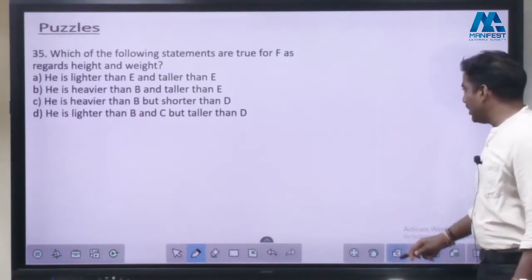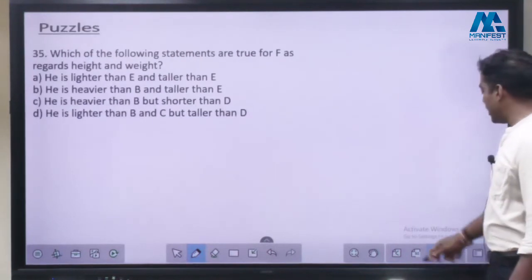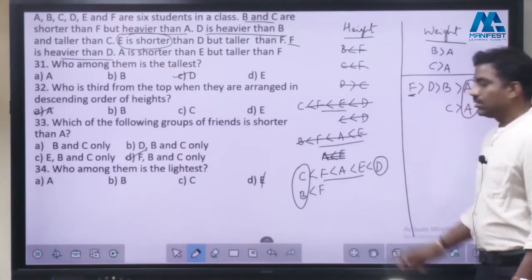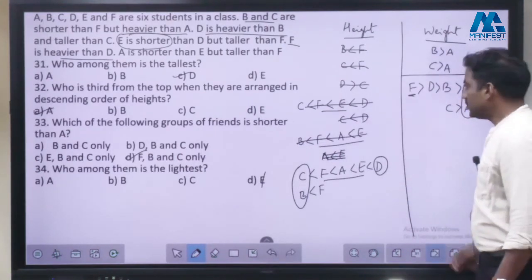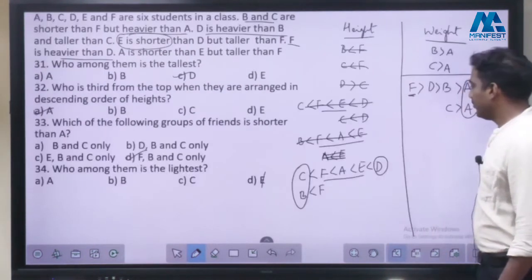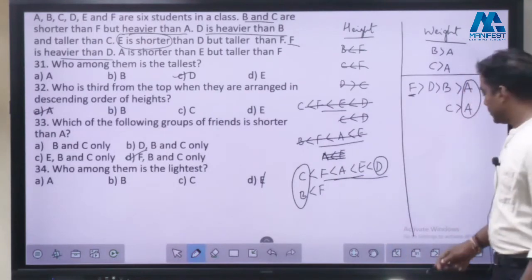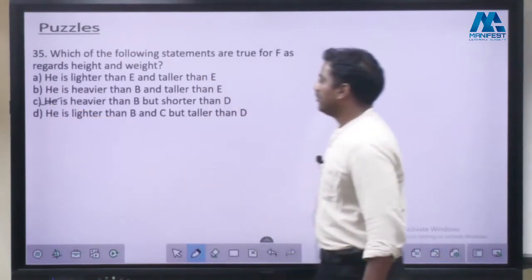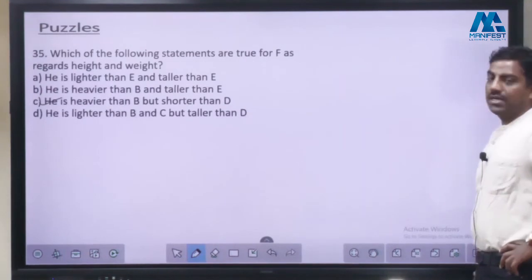He is heavier than B. Yes. And taller than E. No. F is smaller than E. Next. He is heavier than B, correct? Shorter than D. Yes. So, heavier than B, shorter than D. Done.